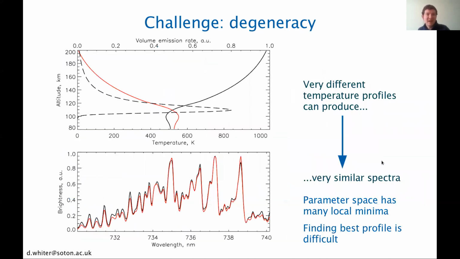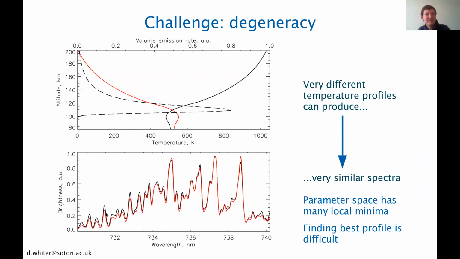It's still challenging, and that's because of this thing we call degeneracy, where you could have very different temperature profiles which end up producing very similar spectra. So here I've got a neutral temperature profile from MSIS in black, and then it's just been flipped in red, which is completely unrealistic, of course, but it ends up giving a very similar synthetic spectrum. And the reason is we don't really know which altitude different parts of the emission came from.